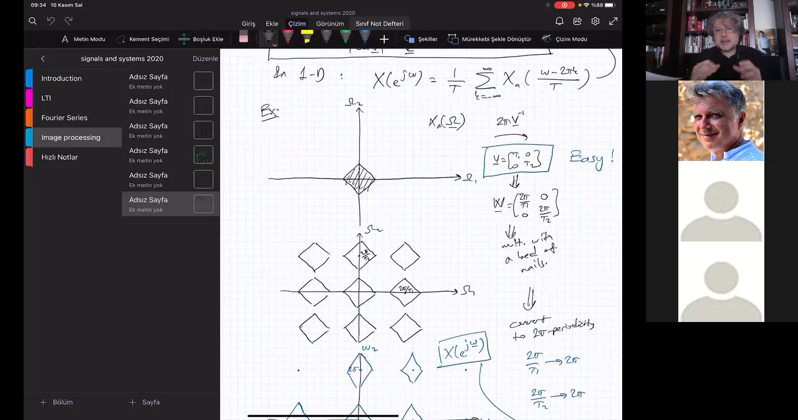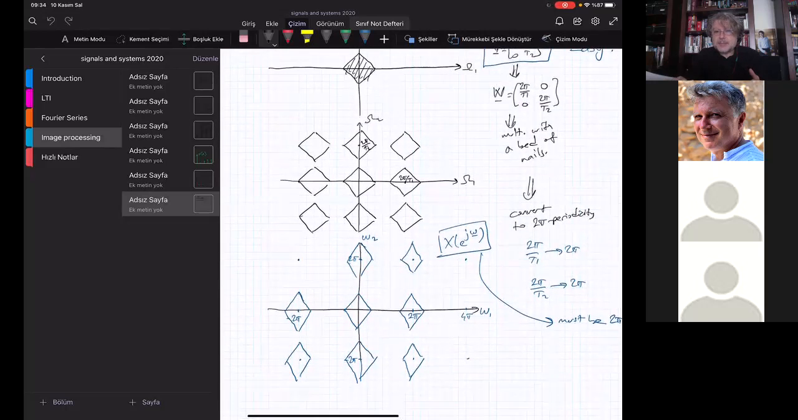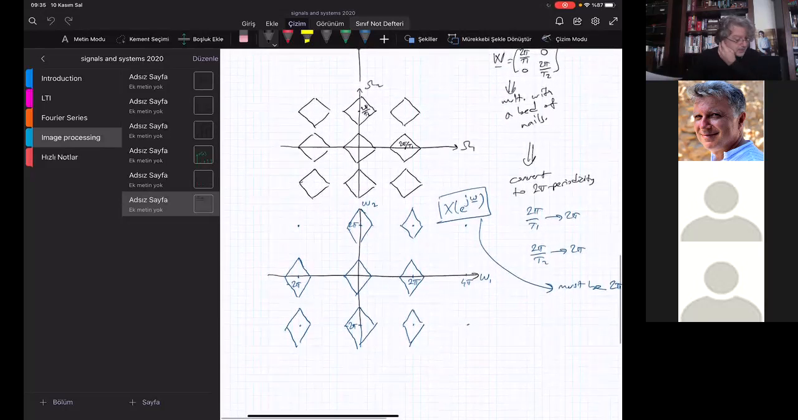And those replicas can be easily extended to a 2 pi periodic case, which corresponds to the discrete time Fourier transform, the last figure that we see. Originally, the replications were 2 pi over T1 by 2 pi over T2, horizontally and vertically tiling. Now they are 2 pi by 2 pi because we know that the discrete time Fourier transform is 2 pi periodic, and the two-dimensional discrete time Fourier transform is 2 pi by 2 pi periodic. Those are the conditions.